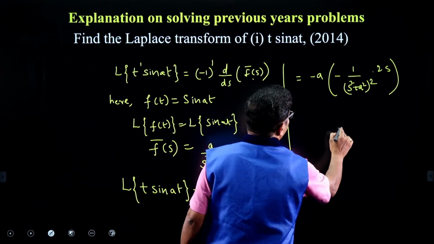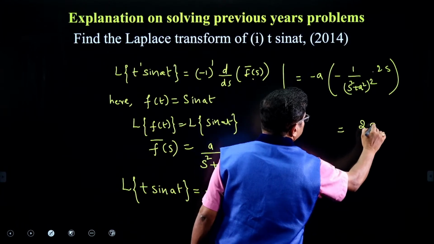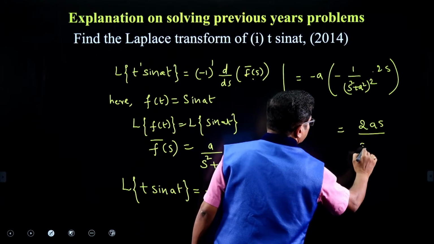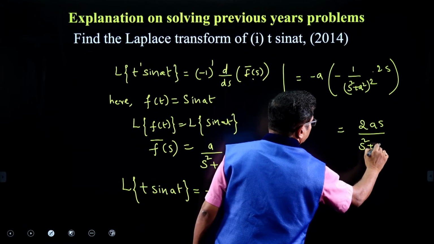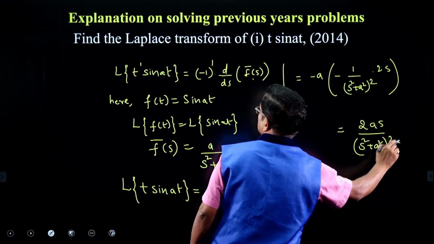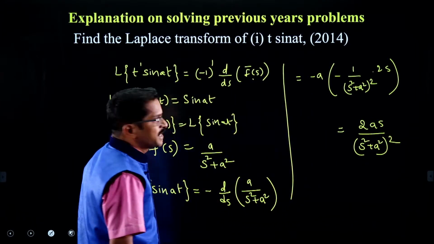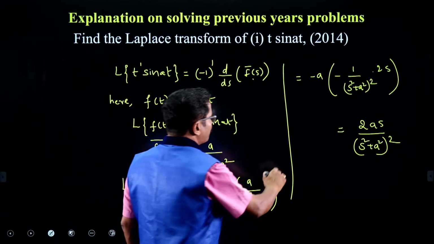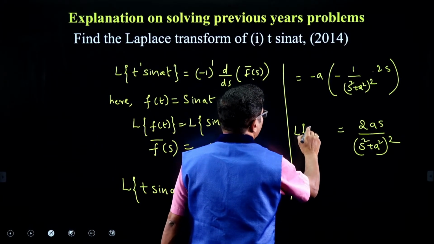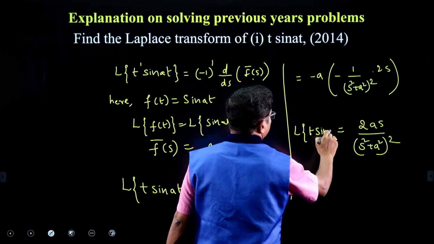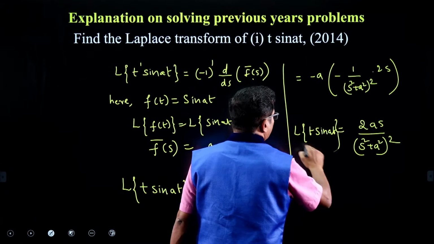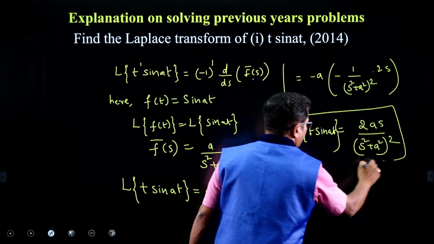On simplification, you will get 2as by s square plus a square whole square. This is the Laplace transform of t sin a t, which is asked for short answers.